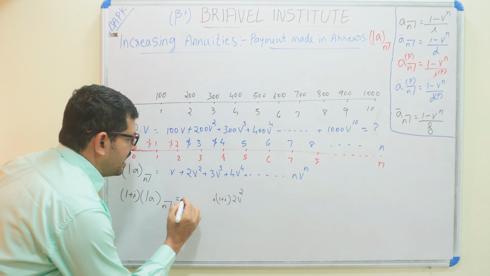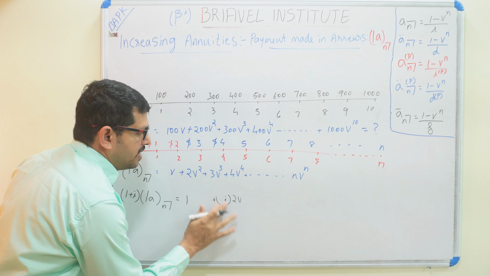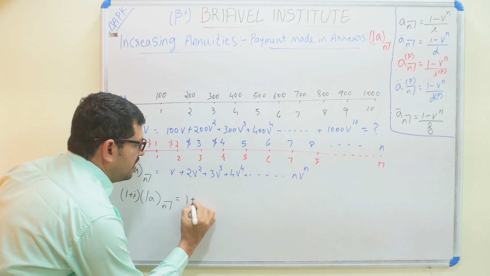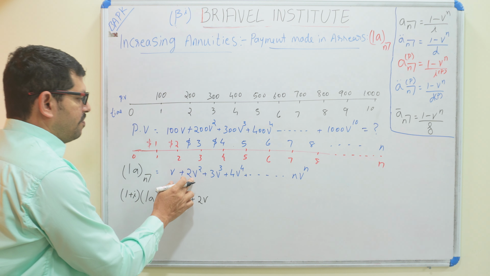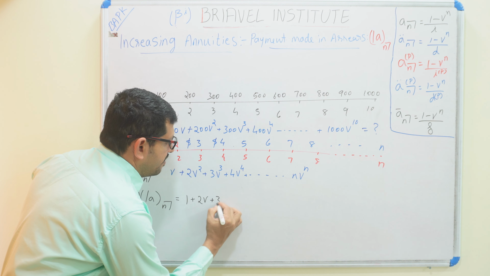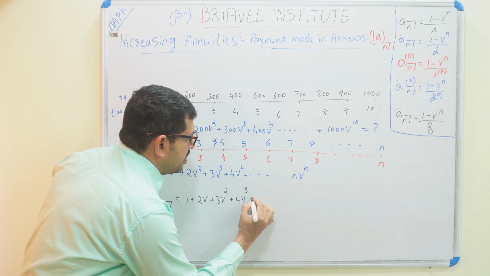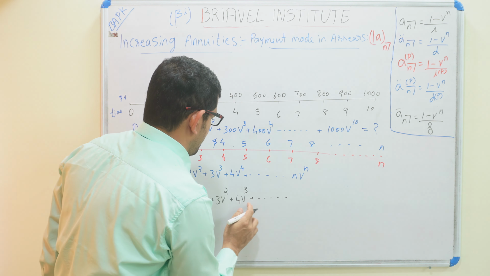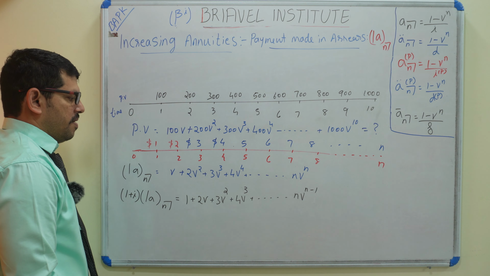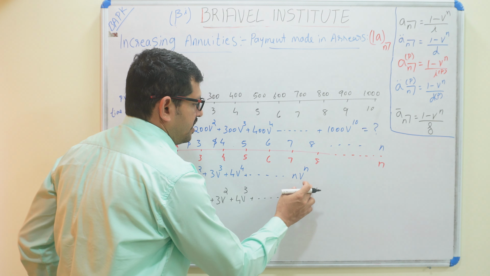So the 1v will be cancelled, and 1 plus i, here also it will be cancelled. 1 plus i is multiplying with 2v square, so this one we can write as 2v. So 1 plus i multiplies here, it is becoming 2v. 1 plus i multiplying here, it is becoming 3v square, and 4v raised to cube. Plus it is like that, and I will get nv raised to n minus 1.